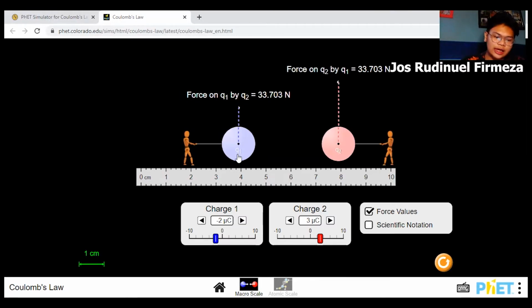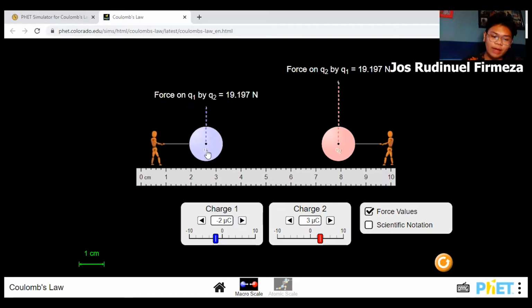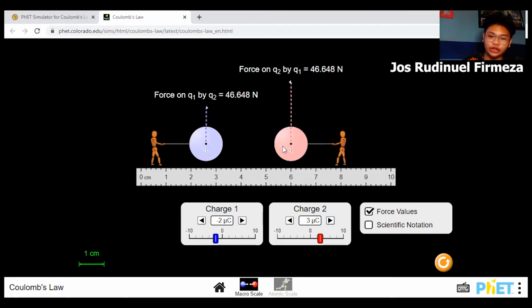In measuring the force, only the distance is being moved by sliding the two figures on your screen. Note, the distance should be in an increasing manner from trials 1 to 5. And lastly, record the data gathered. And that's all. Thank you.